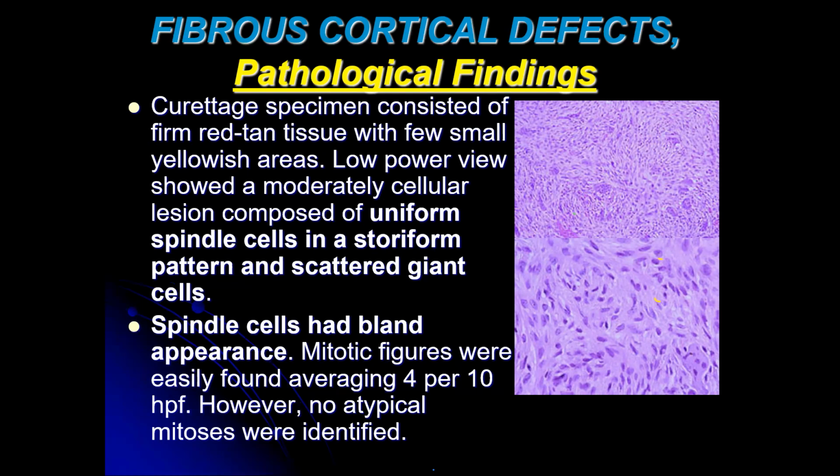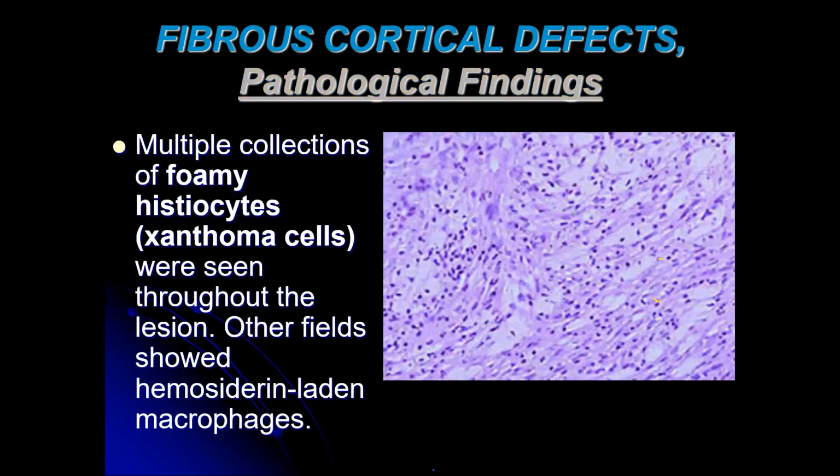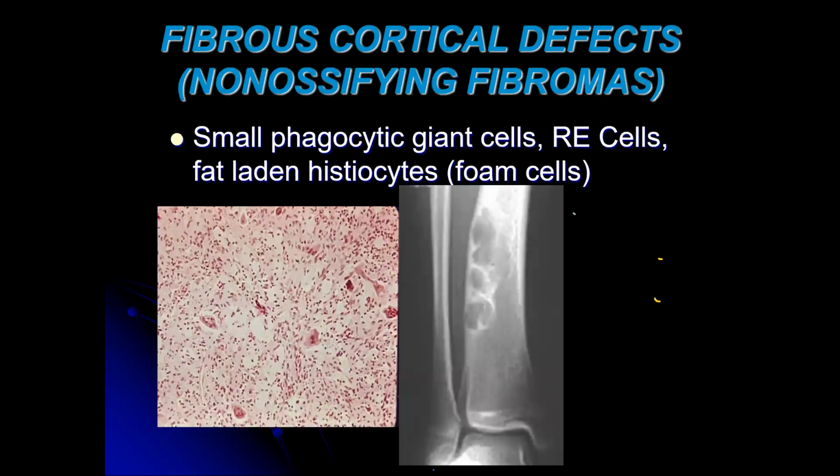You see spindle cells, you see they are arranged in a storiform pattern, which is typical of fibrous cortical defects. You see also hemosiderin giant cell lesions. Giant cells are present in these cases. This shows you the histiocytes, the spindle cells are seen, hemosiderin-laden macrophages are seen. This shows you it.